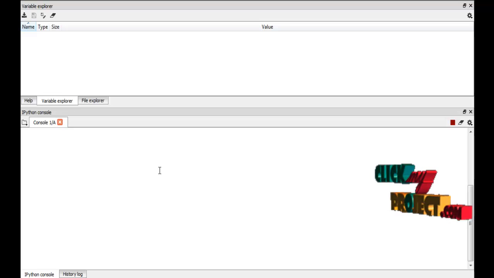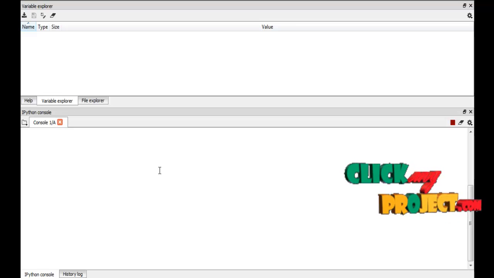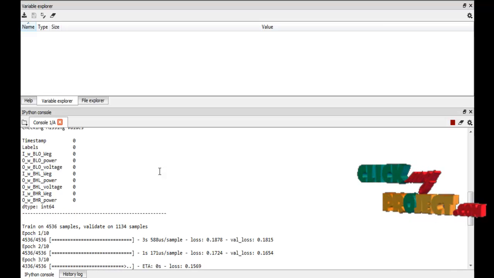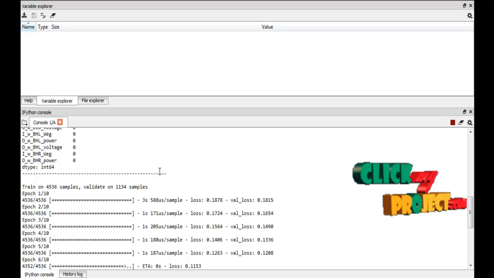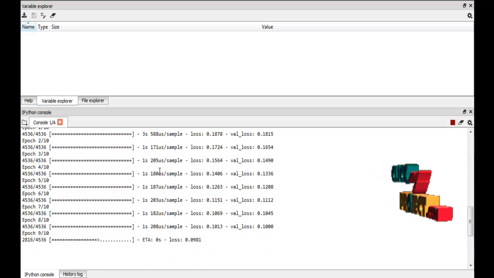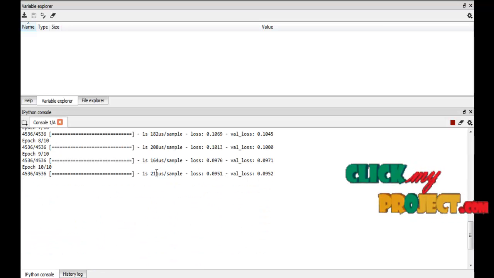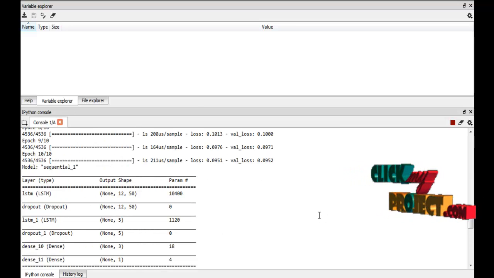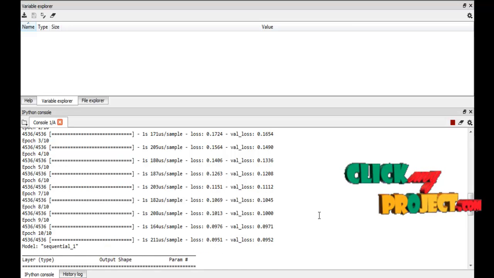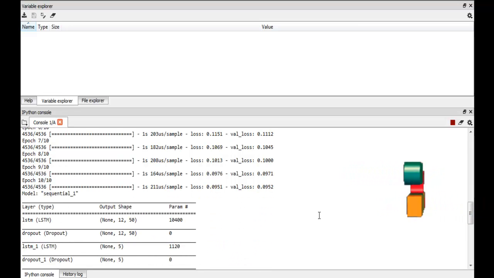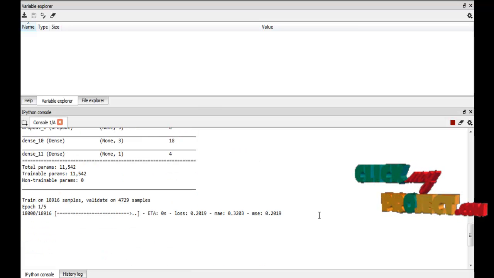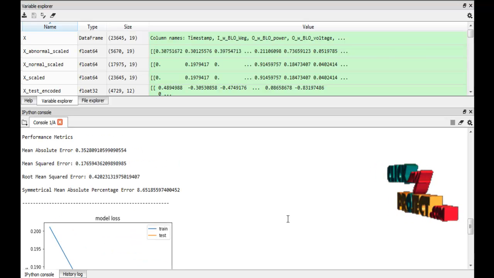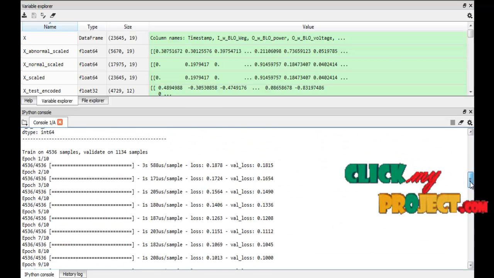We are running our process in Spyder IDE from Anaconda Navigator. Our process is running. Once I run our process, I will explain the output part. The test is running. Yeah, our process has successfully run. Okay, I will explain one by one.